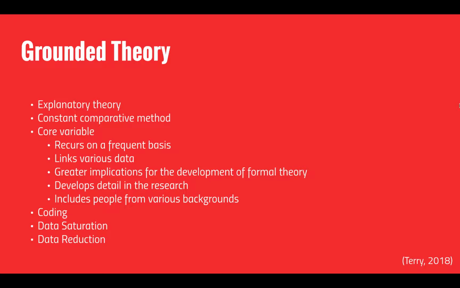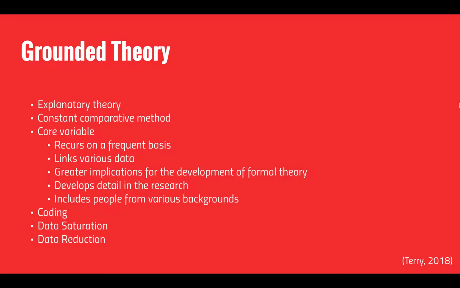There are 5 attributes to a core variable. The core variable recurs on a frequent basis, links various data, has greater implications for the development of formal theory, develops detail in the research, and includes people from various backgrounds.